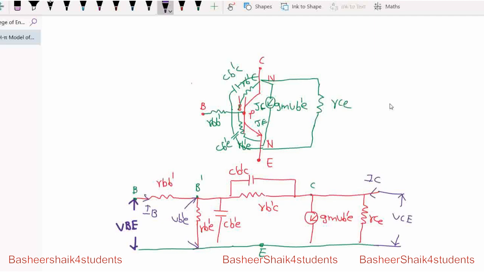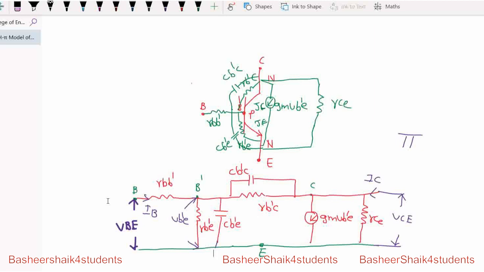It just appears as a pi representation. That's why it is named the H-pi model. As the corresponding circuitry has both the junction capacitors mentioned here, we can use this for high frequency. If you want to use the same for low frequency, you just remove the capacitors.